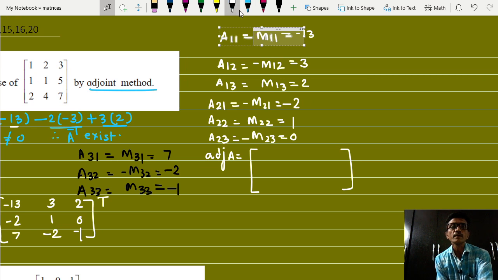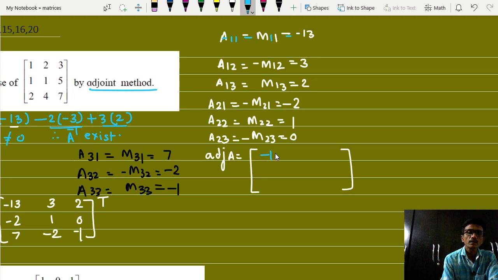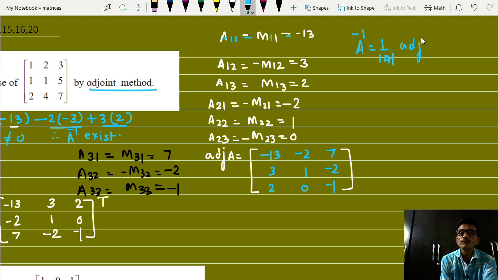so after interchanging row or column what matrix you will get, minus 13 यहाँ पे आएगा 3 और यहाँ पे 2 आएगा, minus 2 1 और 0, जो रो के एलिमेंट्स है वो कॉलम में लिखे हमने 7 minus 2 और minus 1 as it is ऐसे लिखना है, so ये adjoint का, then A inverse is equal to 1 upon determinant of A into adjoint of A.